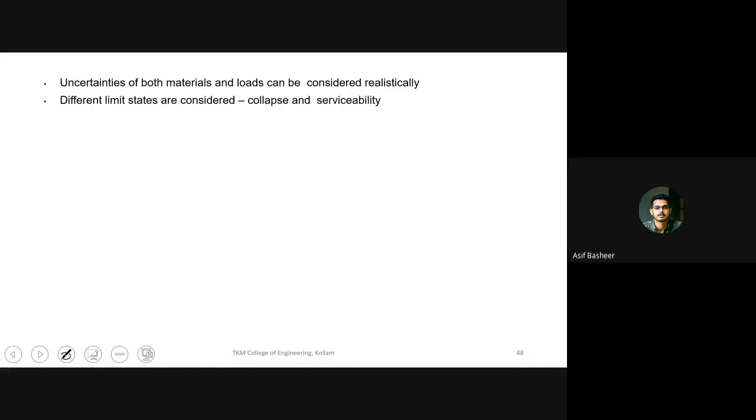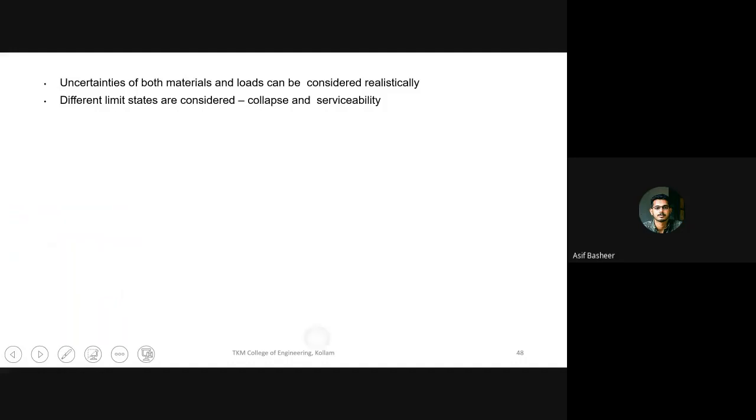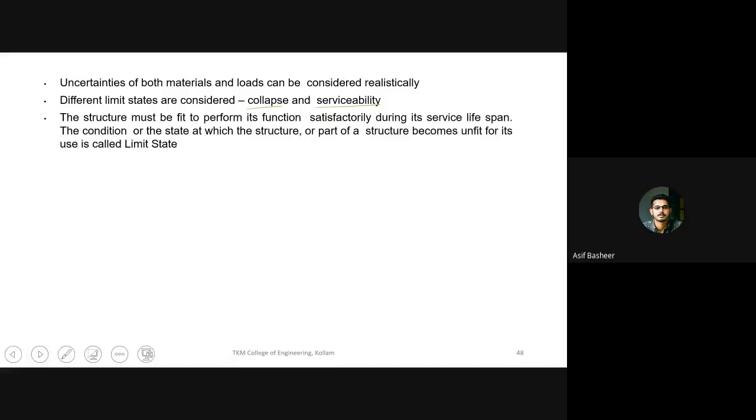Then the different limit states are considered. There are two different limit states: first, limit state of collapse, and second, limit state of serviceability. There may be two cases in which a structure fails. The first one is limit state of collapse, where the structure completely fails. But the second one is the limit state of serviceability.